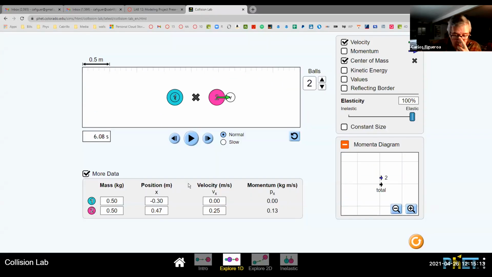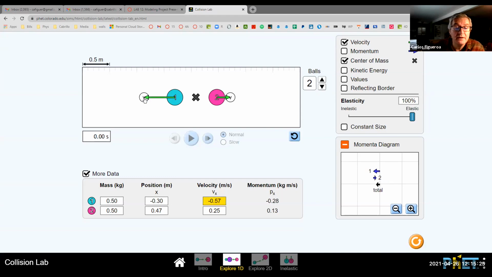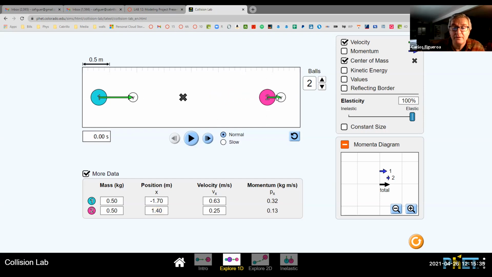So now I'm going to keep the masses the same. And what I'm going to do here is look at this velocity. Actually, let's not do that. I'm going to move this guy over here, and you could see that the masses are the same, but this guy has a higher velocity. And I'm going to move this guy over here, and this guy has a slower velocity.